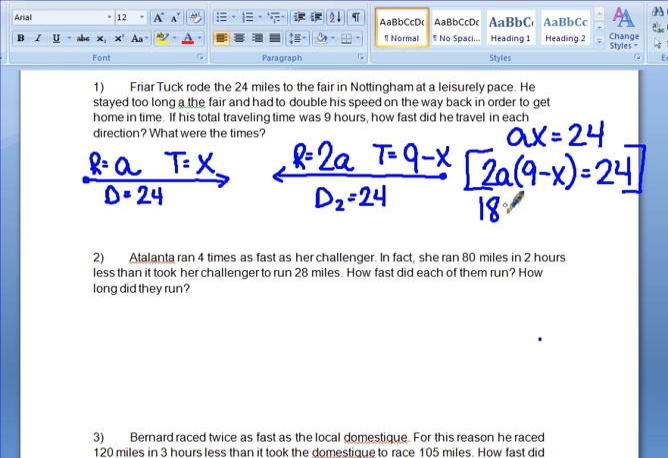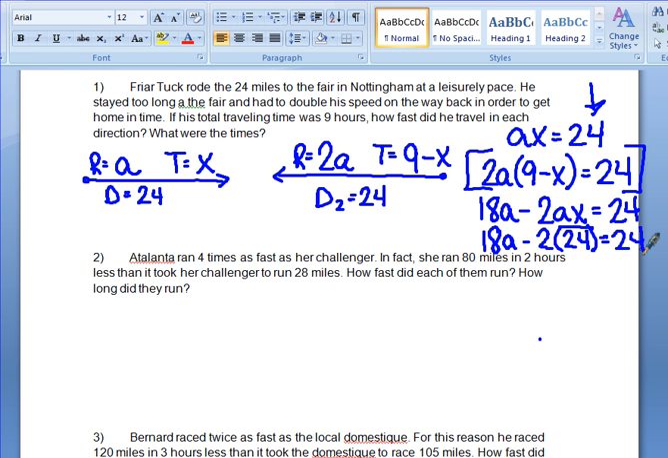All right, so 2A times 9 is 18A. And 2A times negative x is minus 2Ax, and that is equal to 24. Now keep in mind, we know what Ax is equal to. Ax is equal to 24. All right, so we're going to go 18A minus 2 times 24 equals 24. All right, 2 times 24 is 48, so we have minus 48 equals 24.